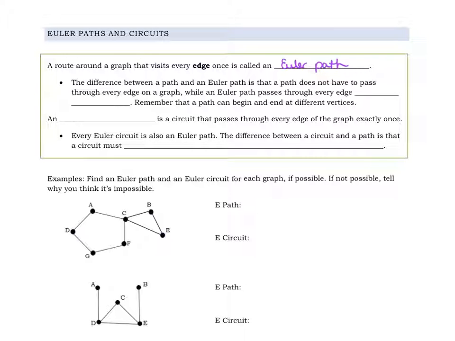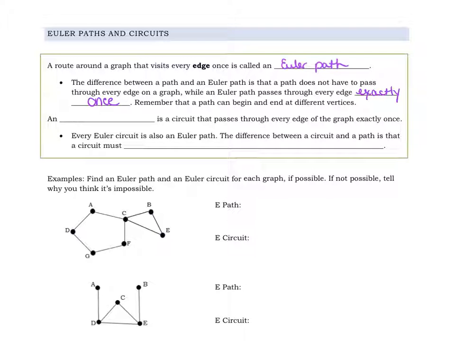The way I remember that Euler means is about edges is Euler starts with E, every edge starts with E. Okay, so a path goes around every edge one time. That is an Euler path. Okay, the difference between just a regular old path, like we talked about in the last page of the notes, and an Euler path is that a regular path does not have to go through every edge on a graph, but an Euler path does pass through every edge exactly once.